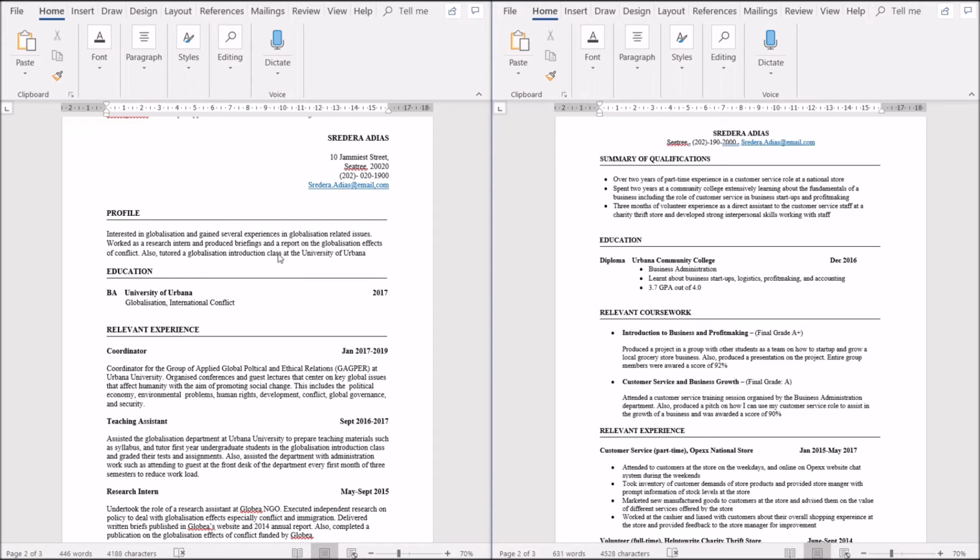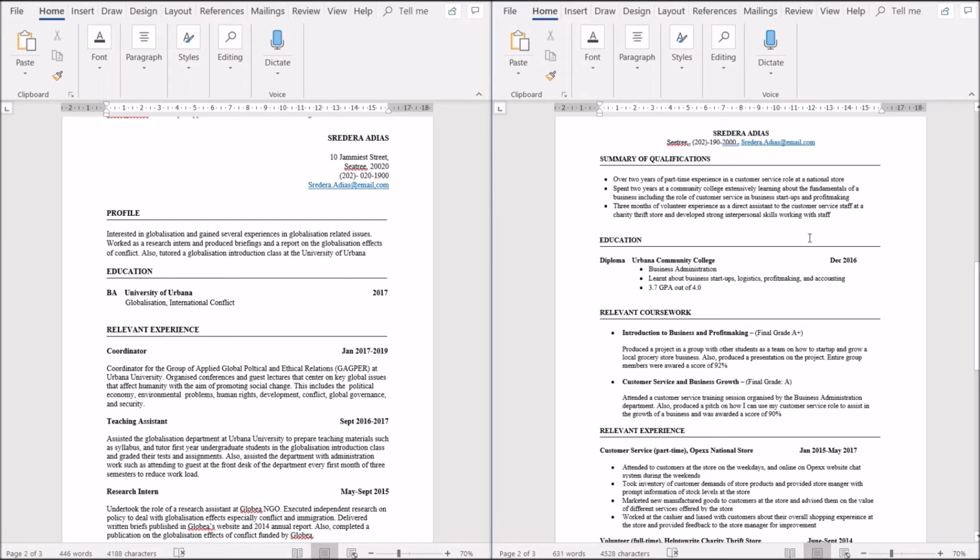In the resume, however, it is quite different. The first section is a summary of qualifications, because more emphasis is placed on the key experience relevant to that specific job role, but can also include academic experiences. Here it reads, over 2 years of part-time experience in a customer service role, spent 2 years at a community college extensively learning about the fundamentals of a business, 3 months of volunteer experience as a direct assistant to the customer service staff.